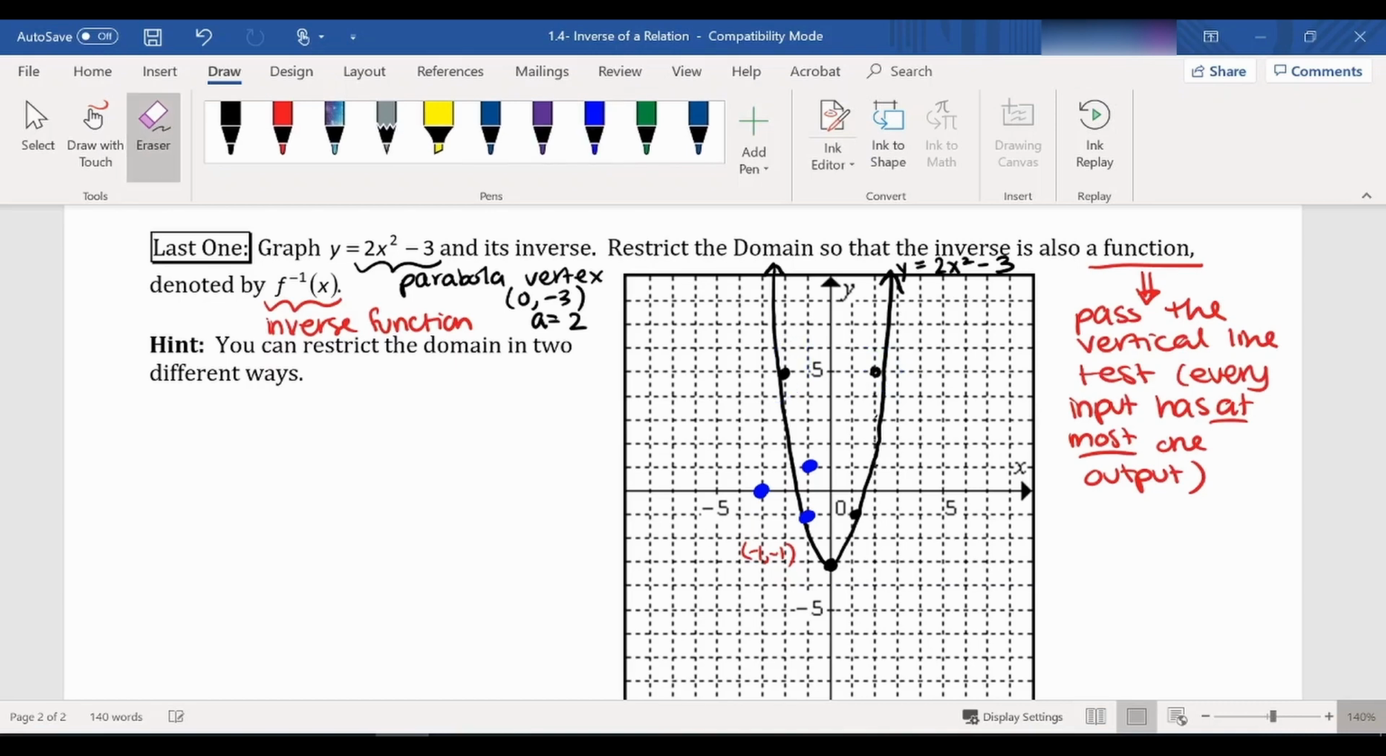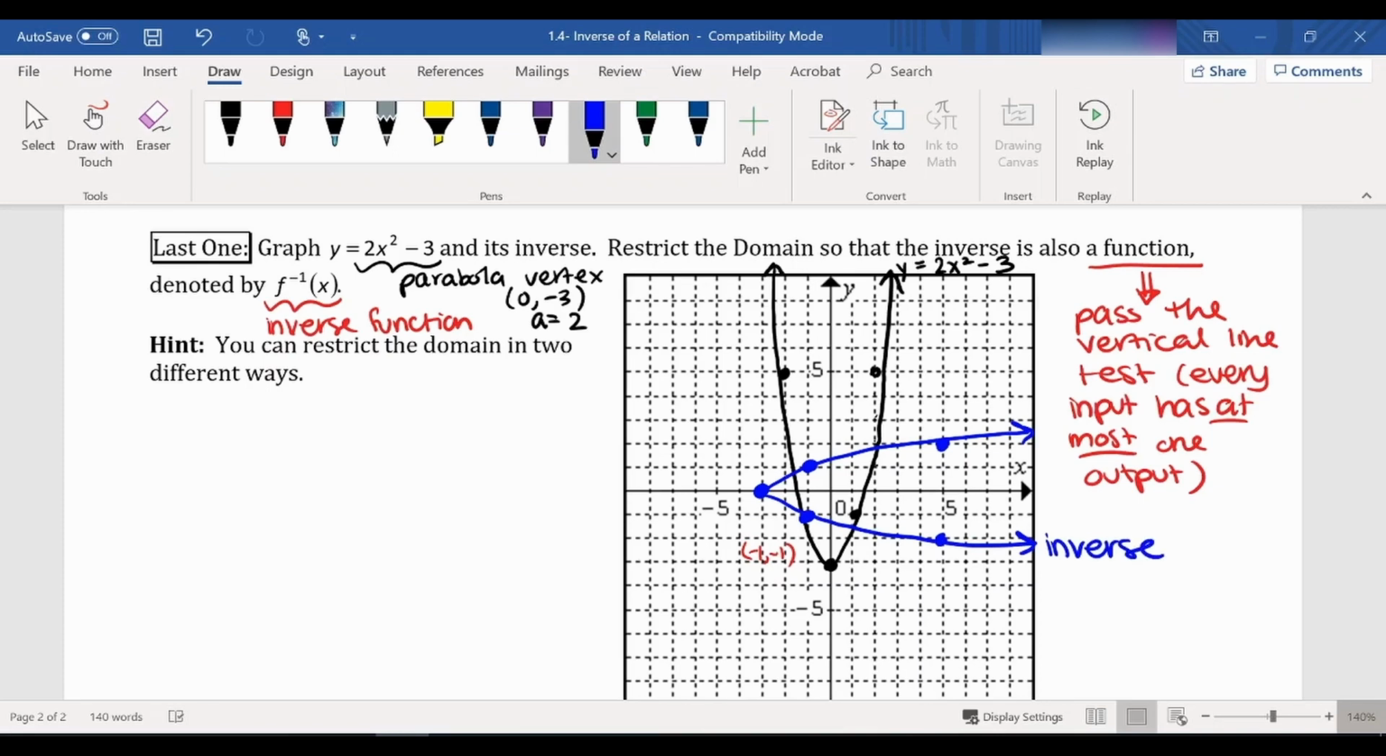Okay. So the one on the right is 2, 5. That means our new point is going to be 5, 2. Our one on the left is -2, 5. That means we're going to be at 5, -2. Okay. So this is our inverse.